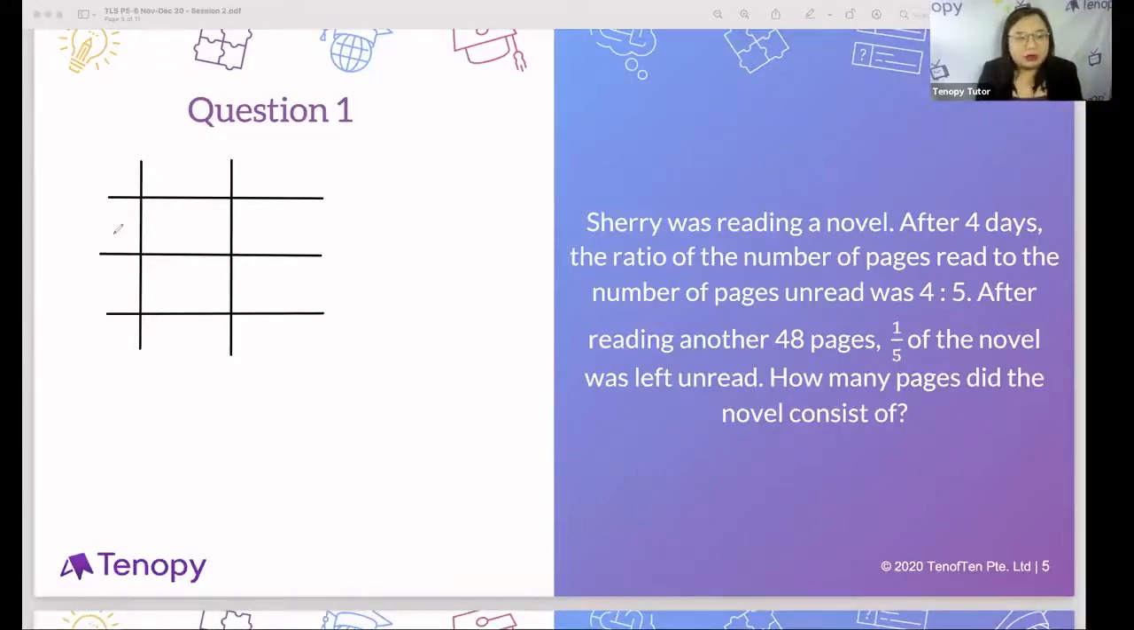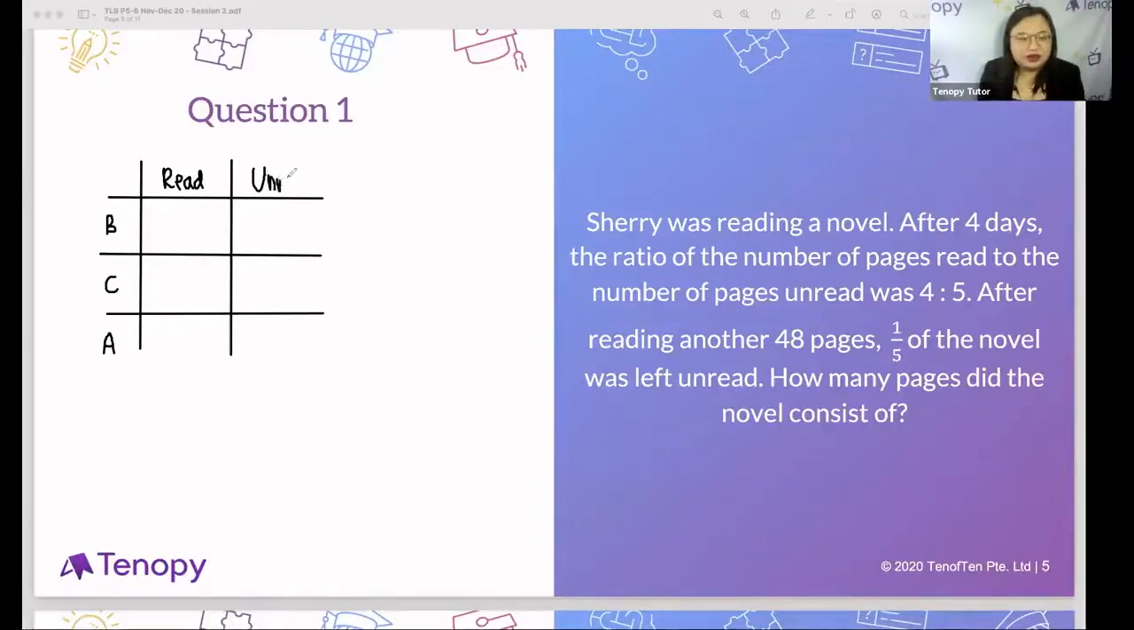Now, as you remember, B stands for before. What are the things before? What are the changes? And what happens after that? Now, you realize that I made two columns. What do you think is the title or the heading for my two columns? What should I put under my two columns? Any idea? We have the before, change, after. What are the two subjects or the two variables I'm going to compare? Very good. Read and unread. Okay, so we have read, unread.